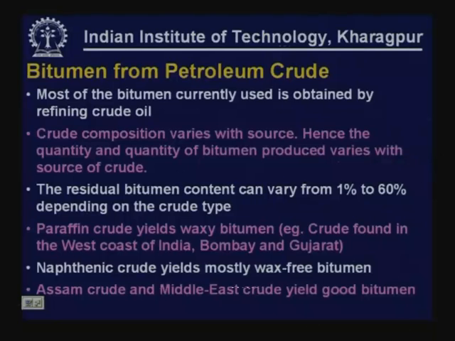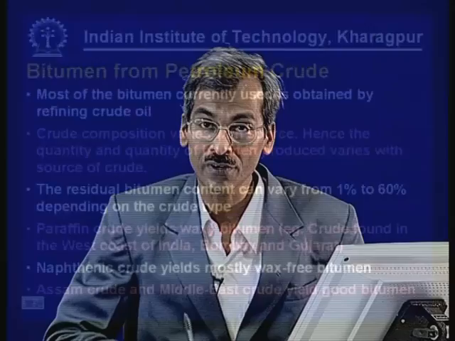Naphthenic crude usually yields wax free bitumen. The Assam crude and the Middle East crude yield good bitumen as far as wax content is concerned, and also as far as the performance when used in pavement construction is concerned.